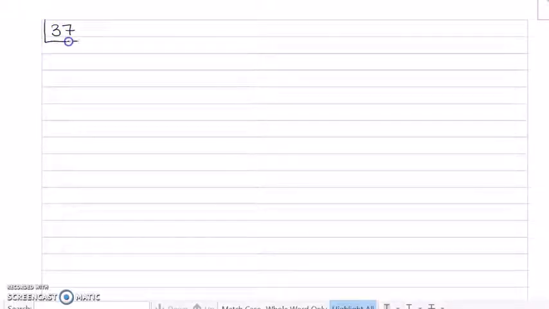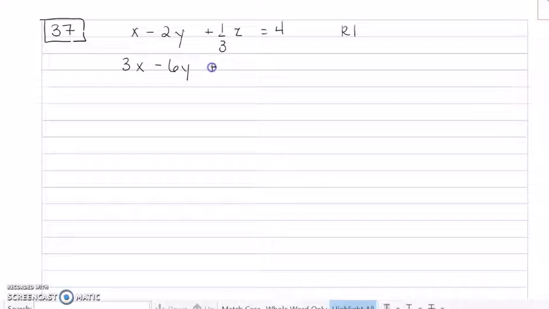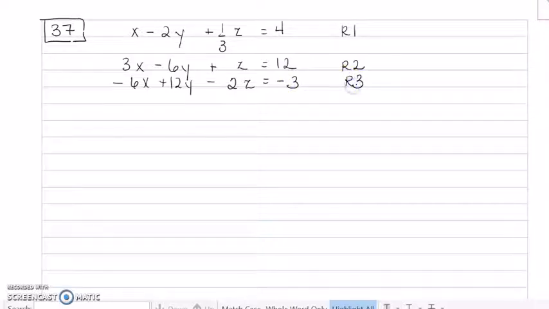In our final example, number 37 from the book, we have x minus 2y plus 1/3 z equals 4, and then 3x minus 6y plus z equals 12, that's my row 2, and negative 6x plus 12y minus 2z equals negative 3, that's my row 3. So if I look at 3 times row 1, wouldn't that give me row 2? Therefore, we know that row 1 is equal to row 2, so that's going to be the same plane.